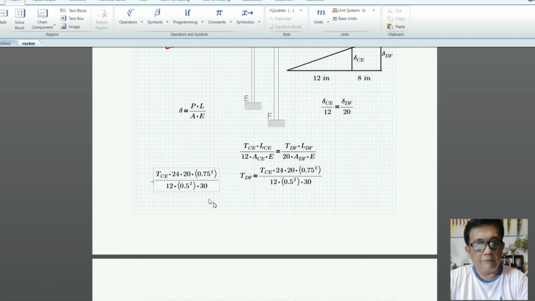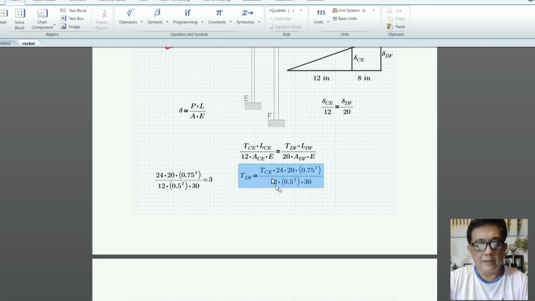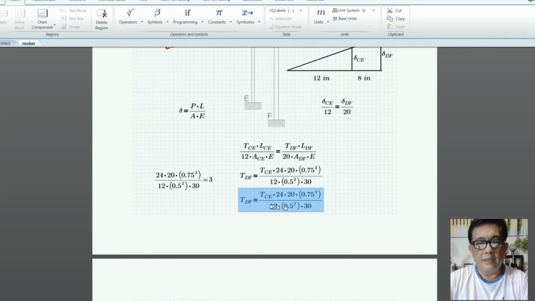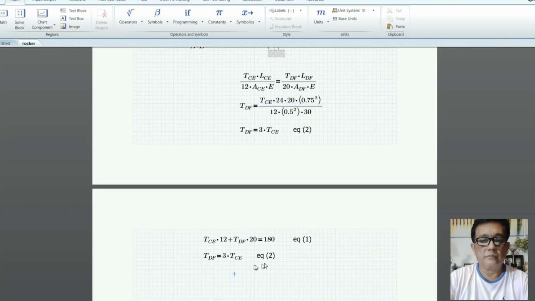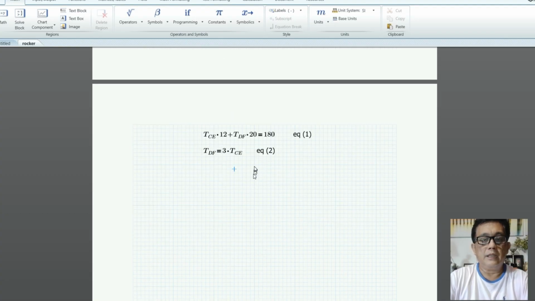Let's calculate this one first. Let's remove T sub CE. How much is this? Well, it's 3. So this is actually T sub DF equal to 3 times T sub CE. This will be our equation 2. So let's copy equation 1 and 2 down here. So that's equation 1: T sub CE times 12 plus T sub DF times 20 is 180. And then equation 2 is T sub DF is equal to 3 times T sub CE.